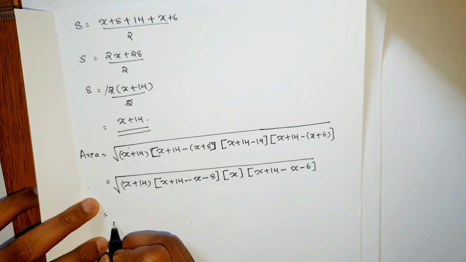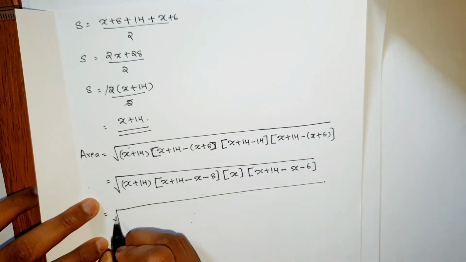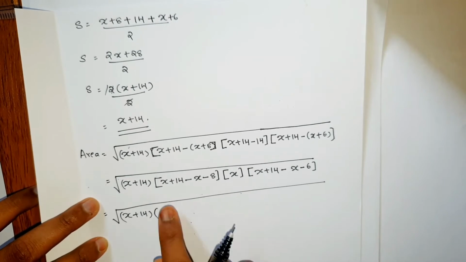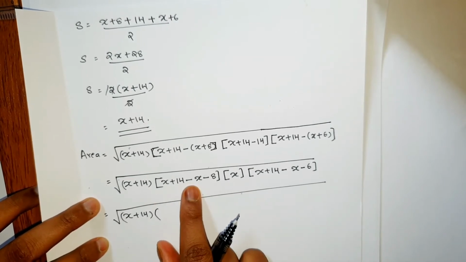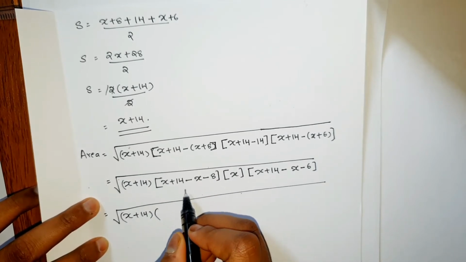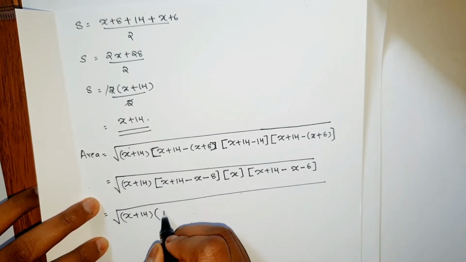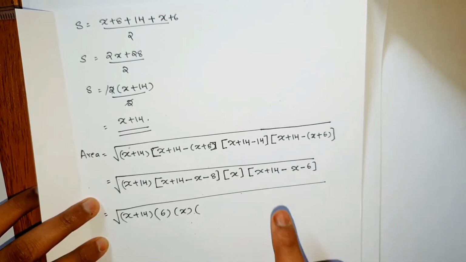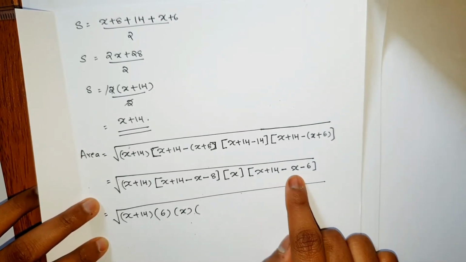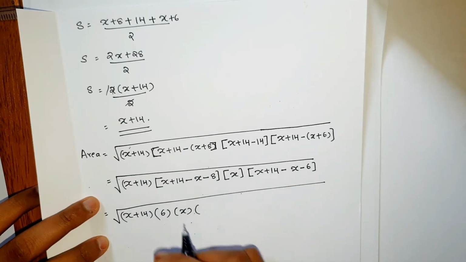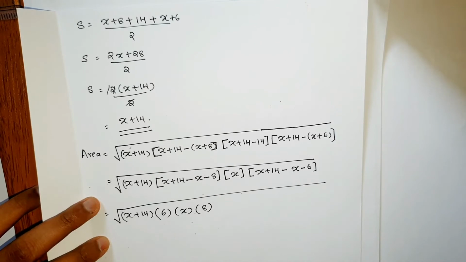Next we can simplify all the terms. x plus 14 into, here x plus 14 minus x minus 8. So x and x got cancelled. 14 minus 8, that is equal to 6. Here the x term is there. Here what is remaining? x and x got cancelled. So 14 minus 6, 8 is the value.